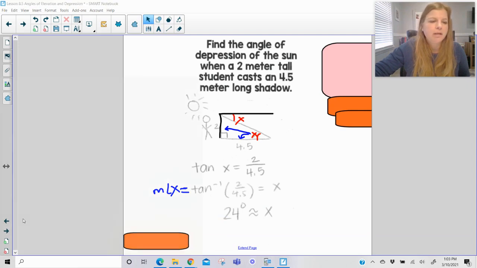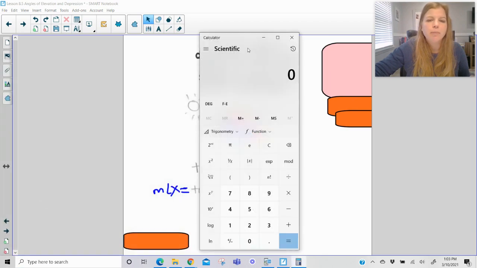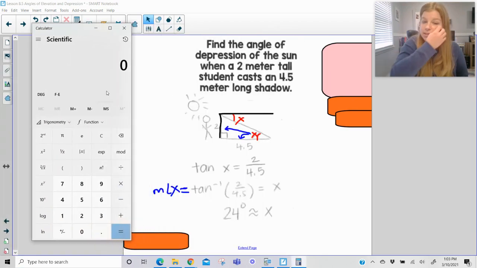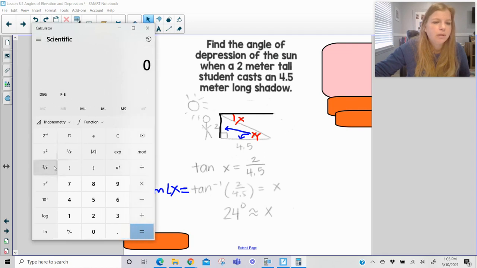Okay, if I pulled up the calculator on my laptop or your phone, iPhones, guys, it's going to be the same thing. So what you need to do is click into trigonometry. Actually, first you need to click the up arrow. So let me make this a little bit bigger.